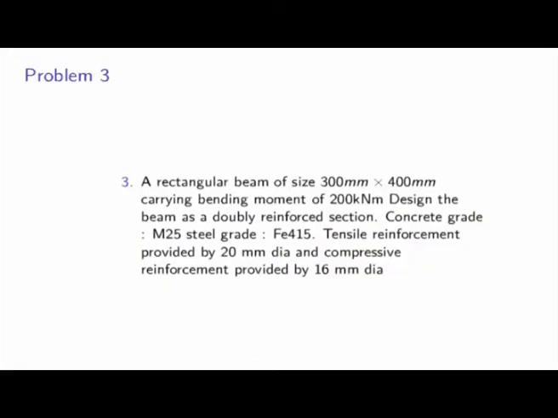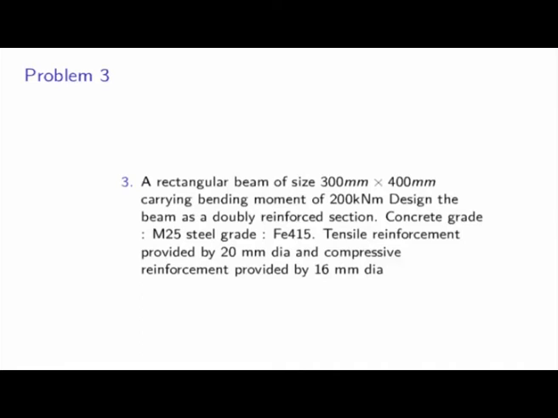A rectangular beam of size 300 millimeter into 400 millimeter carrying a bending moment of 200 kilonewton meter. Yesterday at the end of the lecture we discussed the doubly reinforced section. It may be from the architectural point of view, the client's point of view, or the practical point of view, that you cannot provide the depth required. So far what we have discussed is called a singly reinforced section, where only on the tensile side you are providing reinforcement.